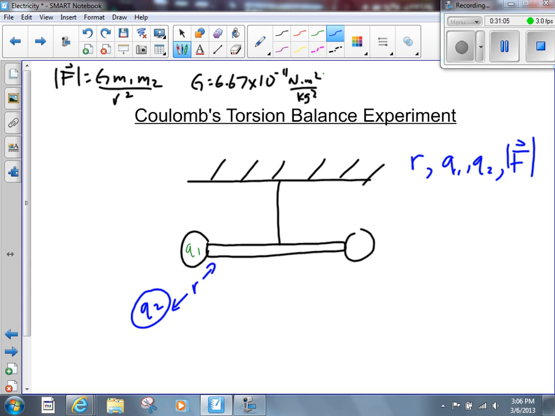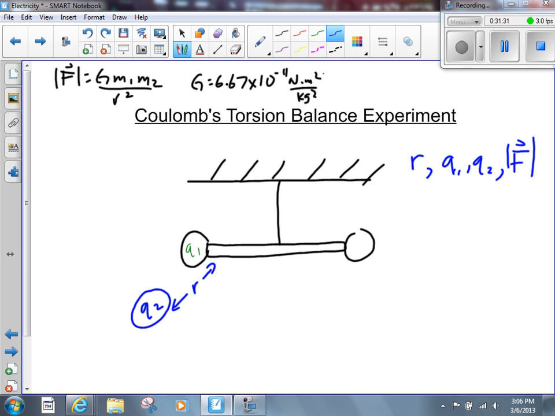You could, if you wanted to, do an experiment to determine how much force was required to twist it a certain amount. You twisted 1 revolution, well, how much force did that require? 2 revolutions, how much force did that require? And so on. Coulomb could do a similar thing with this. He could determine how much force was required to twist the string a certain amount, how much force was required to twist it a different amount, and so on and so on.